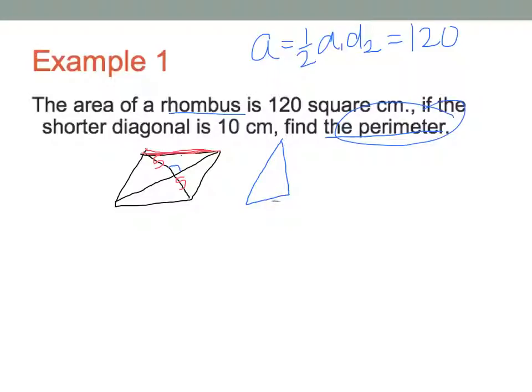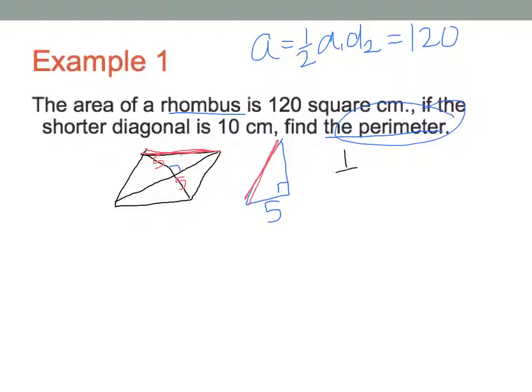And I know this is 5. This here is my red side that I'm looking for the length. And I have my right angle. Okay. Let's go back to what I was given. I was given that the area equals 1/2 diagonal 1 times diagonal 2, and it's equal to 120. Now I only know one diagonal, and the length is 10.